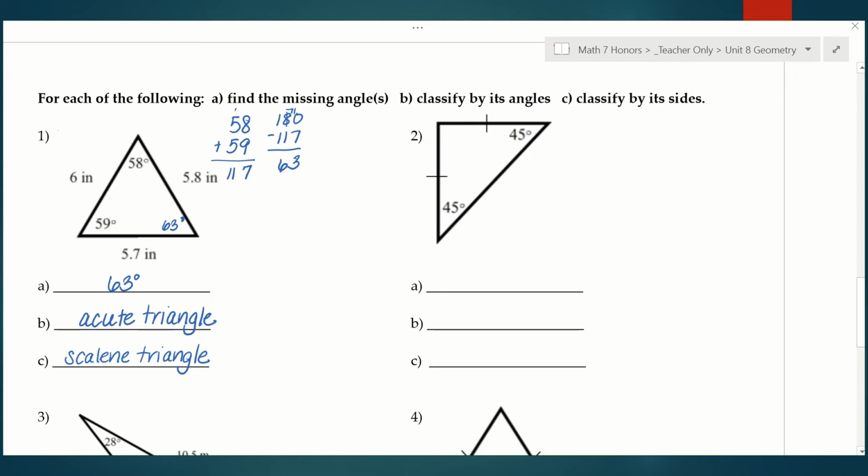Okay, taking a look at number 2. So we're going to do the same thing here. We have 2 out of the 3 angles of the triangle. So to find the third, I'm going to add the 2 that I have, and then I'm going to subtract that sum from 180. Okay, so this ends up being a 90-degree angle, which means if I'm classifying it by its angles, makes this a right triangle.